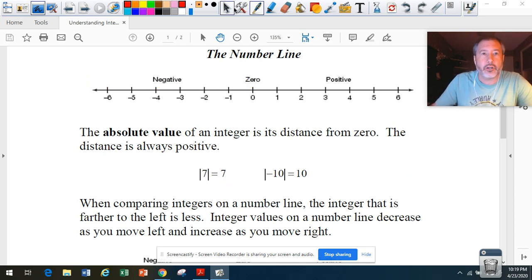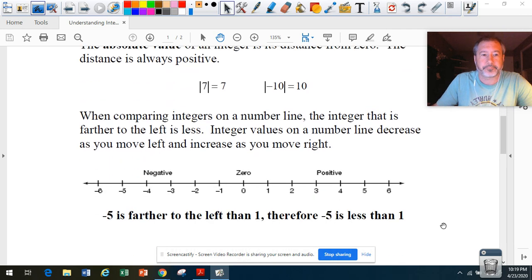Very good here. Let's see what we have down here. It says, when comparing integers on a number line, the integer that is furthest to the left is less. Integer values on a number line decrease as you move left and increase as you move right. Now, why are we saying this? Let's just take this right here.